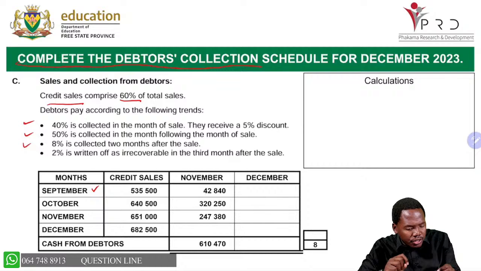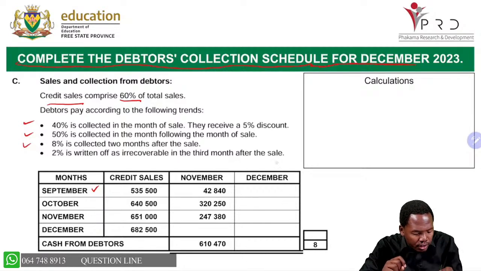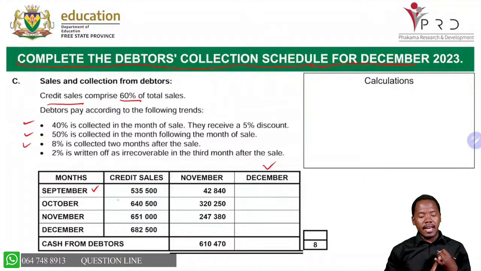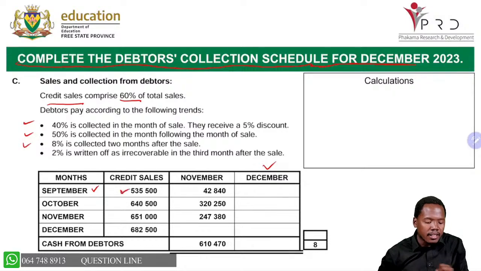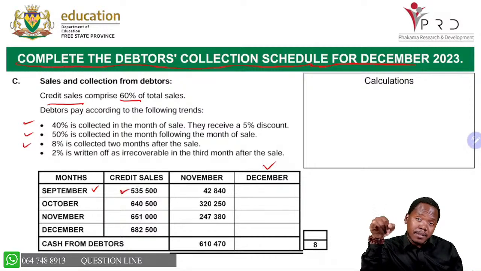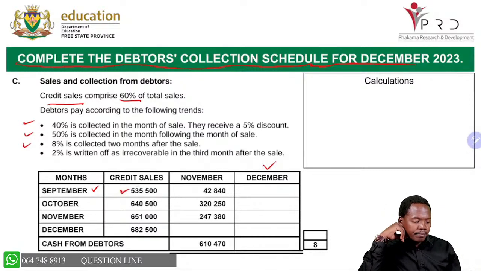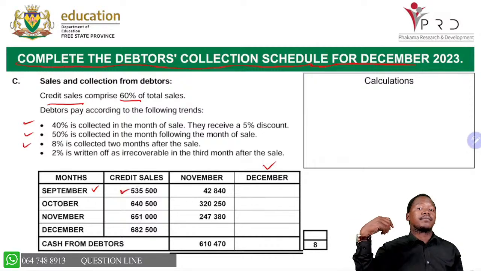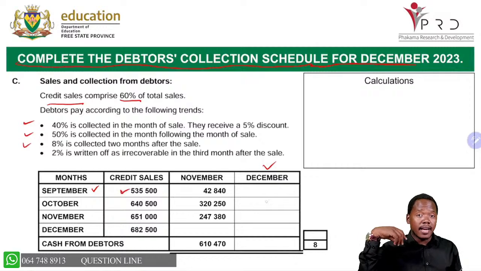Complete the debtors collection schedule for December. So our focus is only in December, anything affecting December. I'm starting with September. I sell in September for 535,500. Fortunately, it's calculated for me. So it means I will collect 40% in that month of September. Okay. I collect 50%. What is the month after September? That will be October. It's not part of December yet.